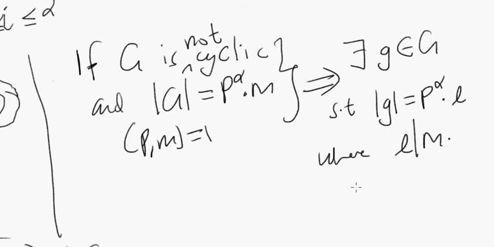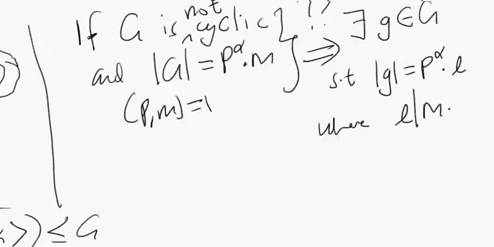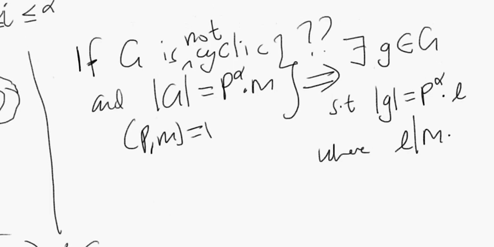Right. Suppose we proved this claim here. If we're able to prove that if a group is not cyclic and there's an element of order p to the alpha times m, and p and m are relatively prime, suppose all of that information guarantees us that we have some element little g whose order is p to the alpha times L. Wouldn't we be done with our problem here? Before, we argued using little k, but now we're arguing using little g. So let's try and see if we can prove this statement, okay?